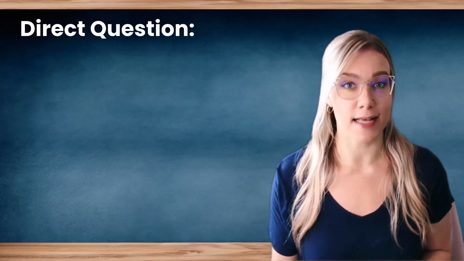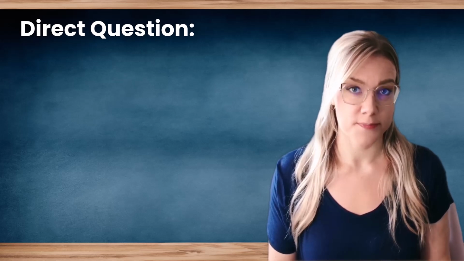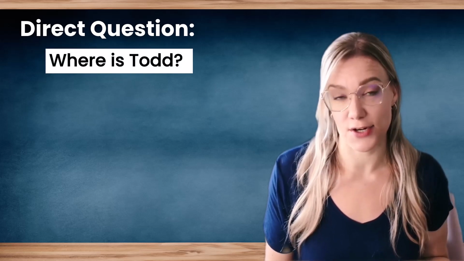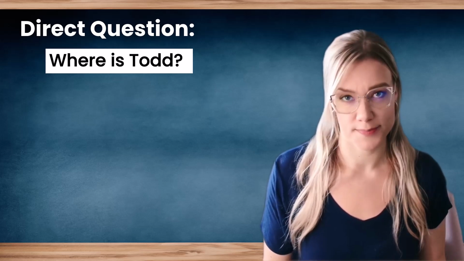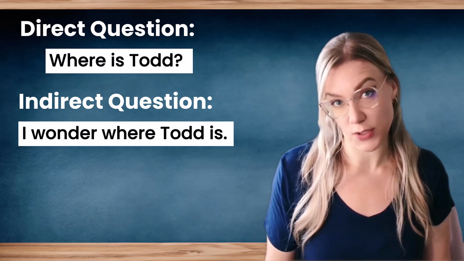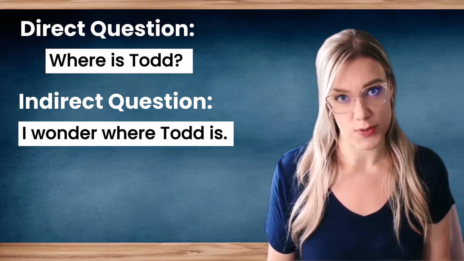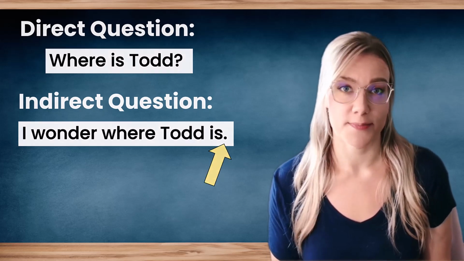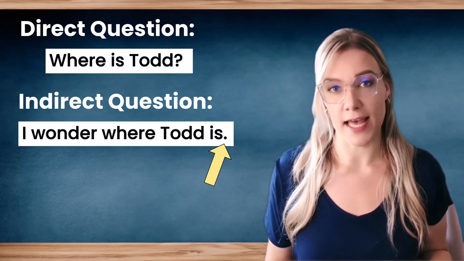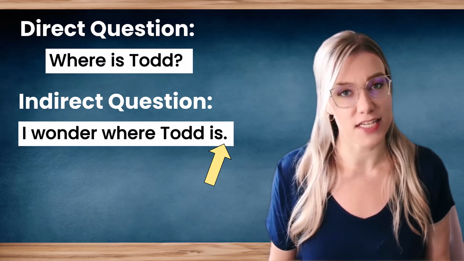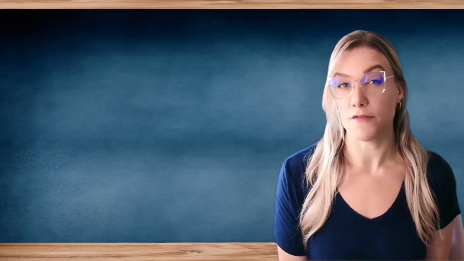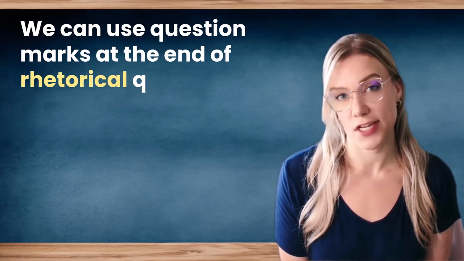So let's look at an example of a direct question. Where is Todd? I'm asking where he is. I want an answer. He's at work. He's at school. But if I say, I wonder where Todd is, that's an indirect question. So that does not end with a question mark. It ends with a period. And you can learn a little more about indirect questions and how they end with periods in the first lesson of this series. You can also use question marks at the end of rhetorical or humorous questions.